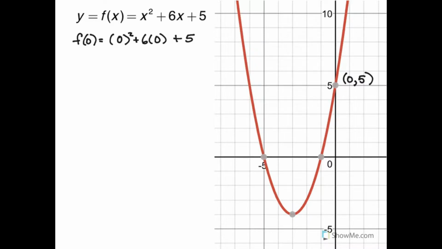That's a point that's easy to find, but it's not as important as the x-intercepts, which are called the roots of the function. The roots are negative 5, 0, and negative 1, 0, and they come from solutions to the quadratic equation 0 equals x squared plus 6x plus 5, because that's when y equals 0.